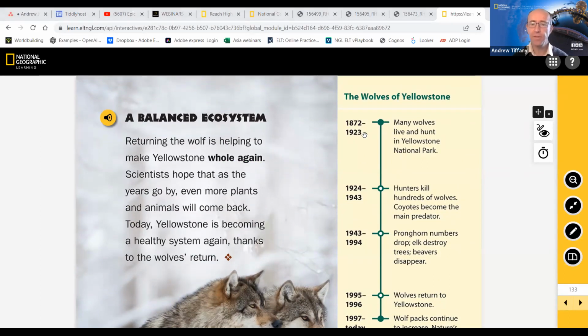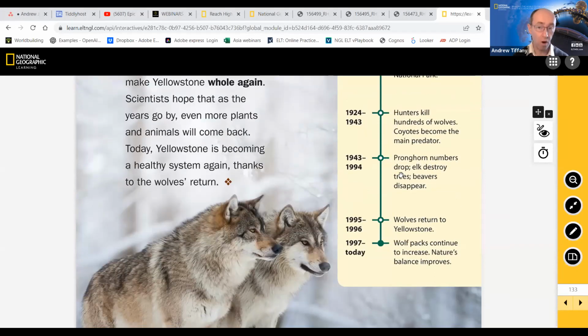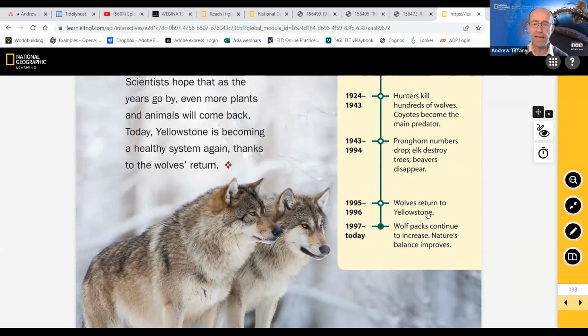Let's look at the timeline. So in the beginning, many wolves live and hunt in the park. Then hunters kill hundreds of wolves and coyotes become the main predator. Pronghorn numbers drop. Elk destroy the trees and beavers disappear. This does not sound good. Okay, the wolves come back to Yellowstone and now nature's balance improves. That's what's happening. Okay, great.